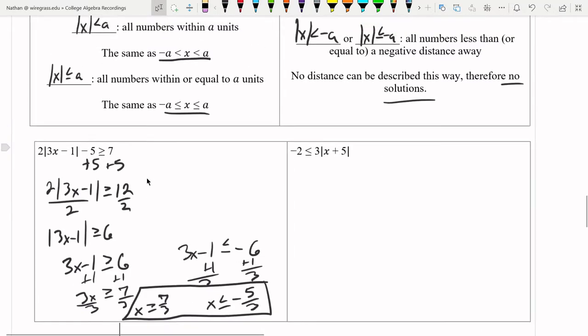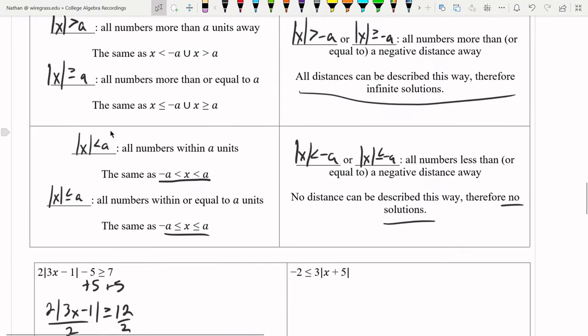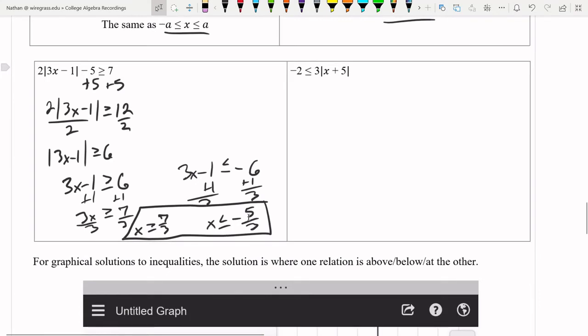Now, once again, this situation was an absolute value greater than, that's fitting this one here. So we have this union between two inequalities. So really we should say it's the union between these two. That's the solution set, the feasible region.